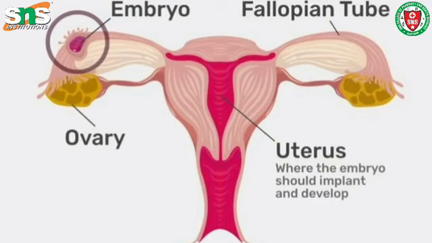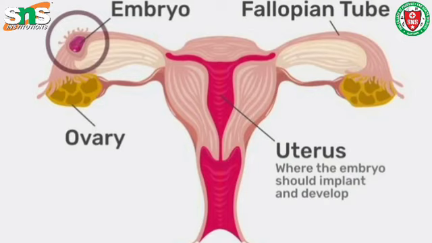Blood test. A blood test to measure the level of the hormone human chorionic gonadotropin can help to diagnose the ectopic pregnancy. In a normal pregnancy, HCG level typically doubles every 48 to 72 hours. Lower or slower than expected increases in HCG levels may indicate an ectopic pregnancy.